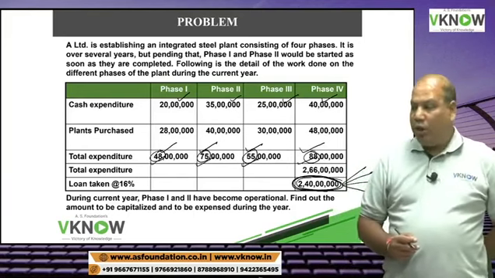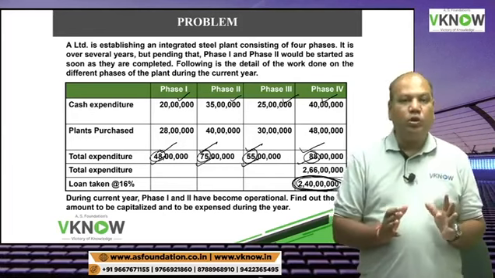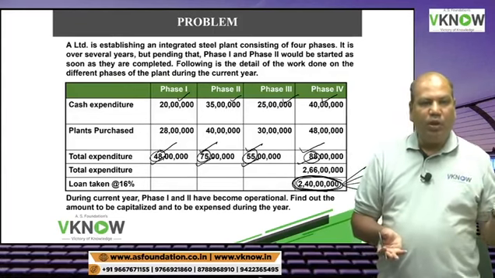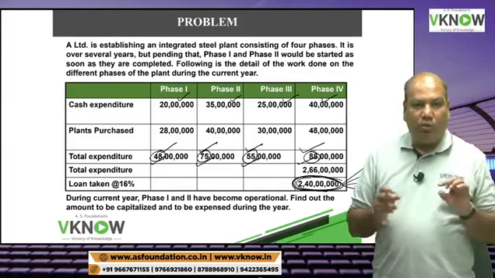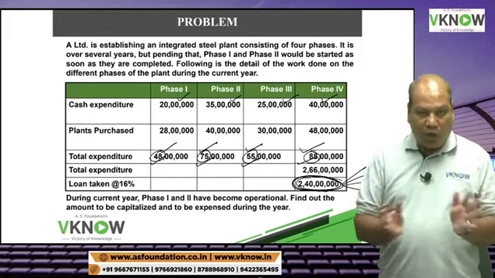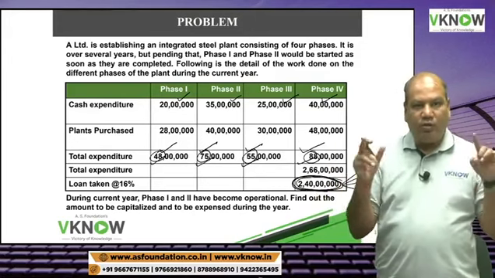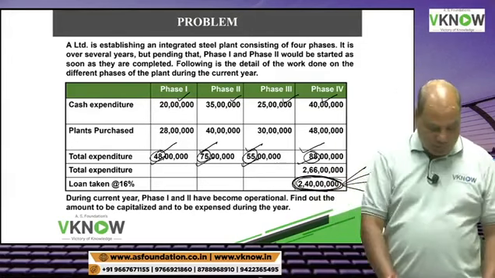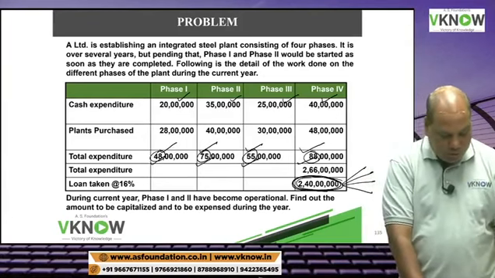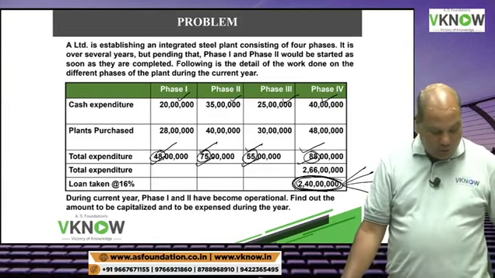expenditure incurred. If they specifically mention the amount of loan for each phase, then my job is simple, I will apply that loan only. But because here the loan is common and there are four phases, I have to apportion the loan over these four phases. So let us begin this wonderful question. In your book also, this is a 5-mark question in the exam.